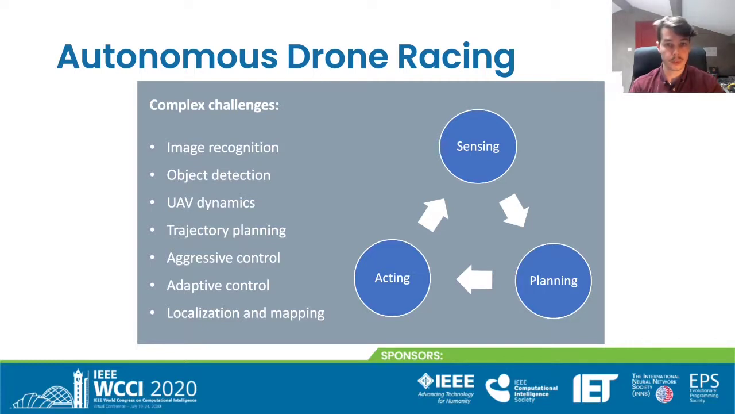For example, in the sensing part, there are image recognition and object detection challenges. In planning, we can see localization and mapping or trajectory planning. And in acting, it's all about control and UAV dynamics.